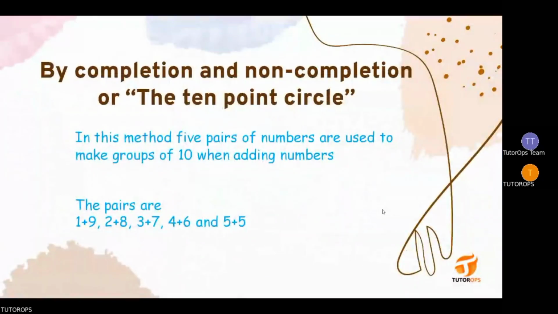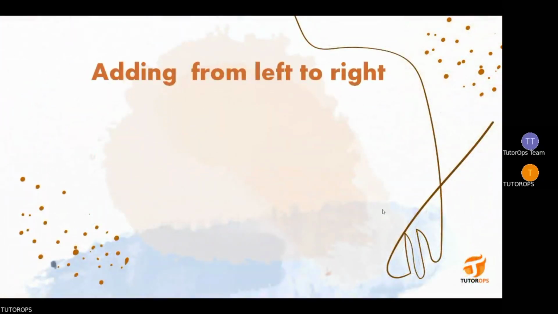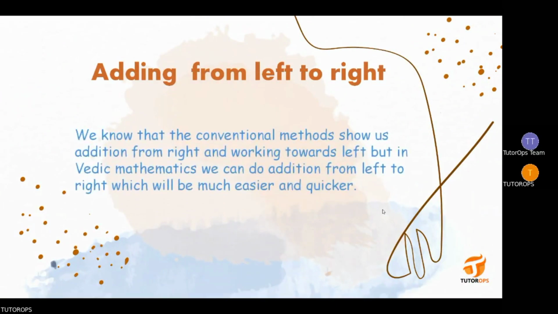Now let me take another method. The next method will be adding from left to right. We know that the conventional method shows us addition from right, working towards left. We know from our basic school level arithmetic, even in class 2 or 3, we were taught this method, that we add the right column, then add the next column with the carry. But in Vedic mathematics, we can do addition from left to right, which is much easier and quicker.